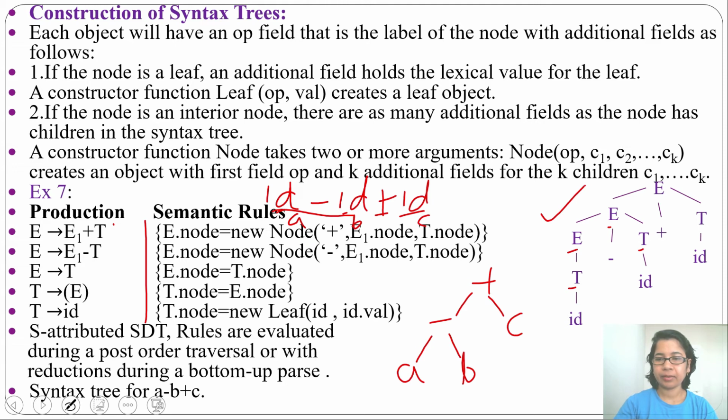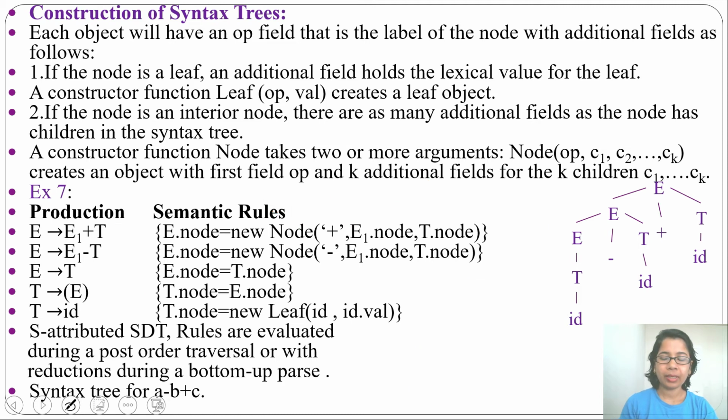Now from this derivation tree, by using the semantic rules, we will create an abstract syntax tree. We'll evaluate in post-order traversal. Post-order means first we'll evaluate left, then we'll evaluate right, then we'll evaluate its root. I will start from ID. This is the leftmost child. Then we'll visit the right child. ID doesn't have any right child. So after ID, I'll visit its parent T.